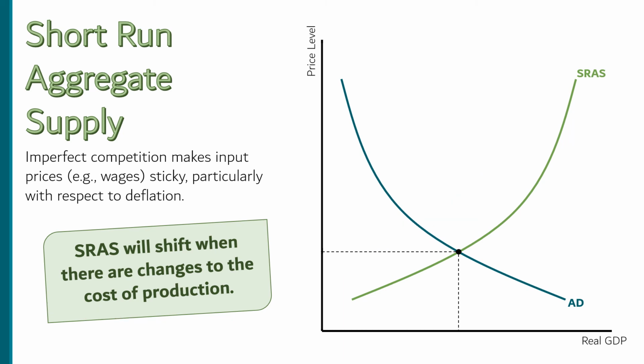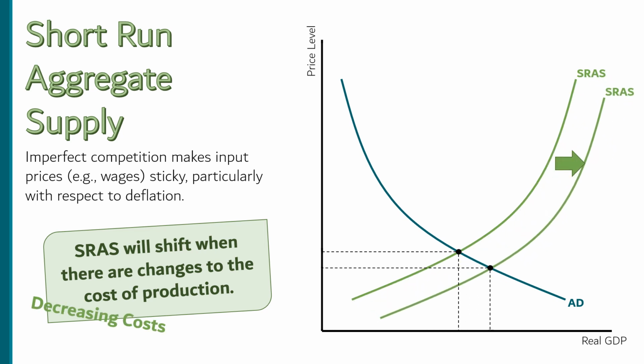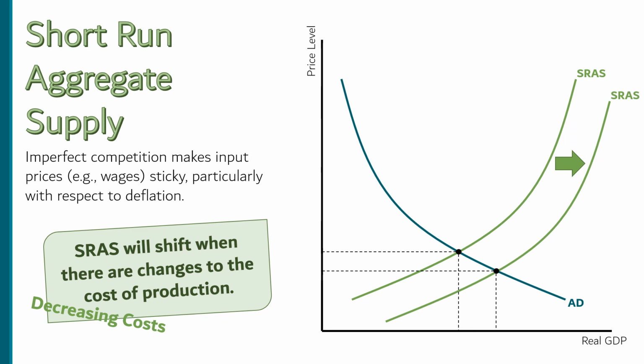Resetting, we can also see an example of what happens when there are decreasing costs. Lower costs are a boon for business. They increase short-run aggregate supply, shifting it to the right, and the result is a lower price level and a higher real GDP. Without LRAS, though, we can't tell whether this is a good thing or not.